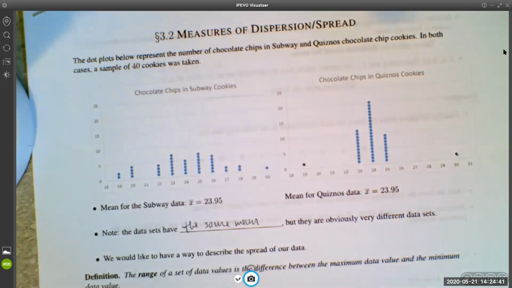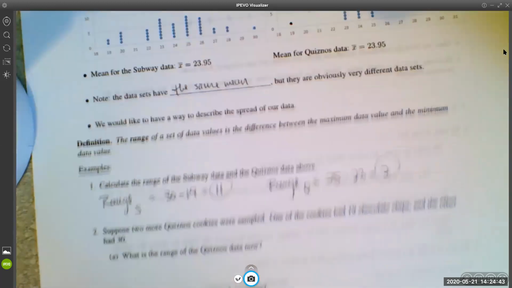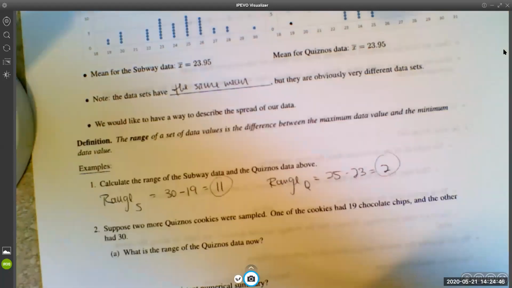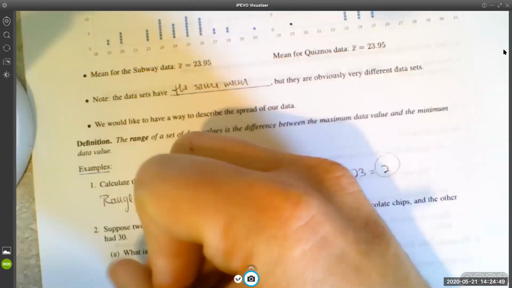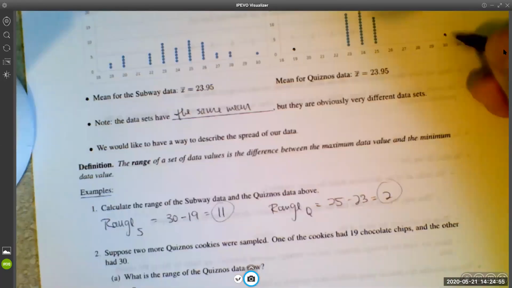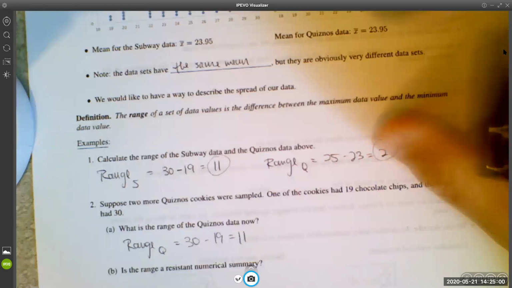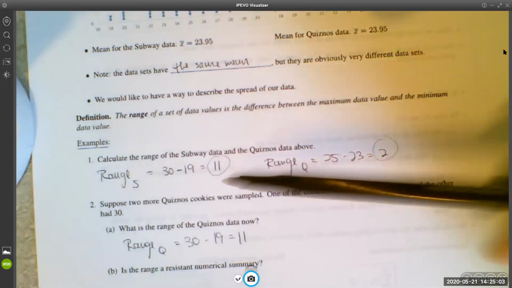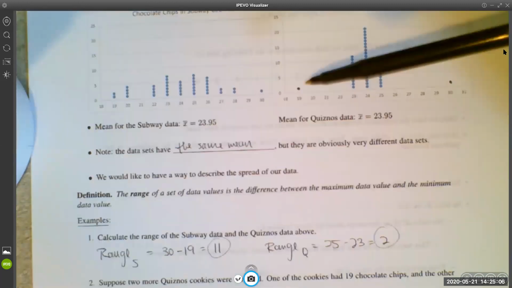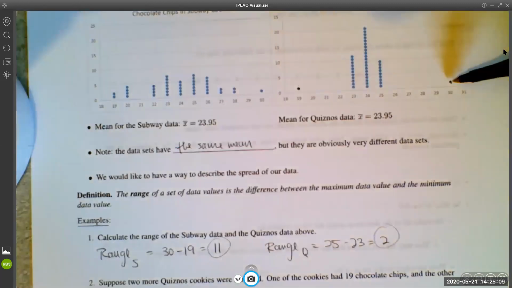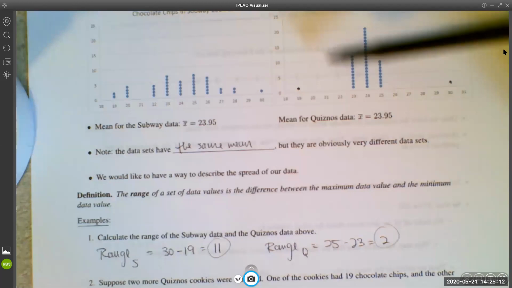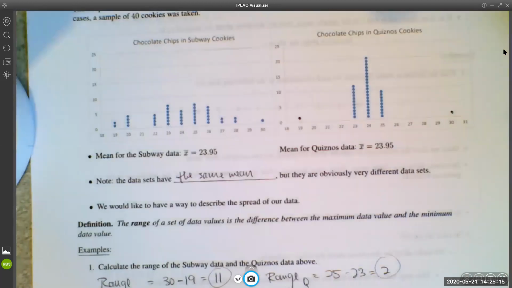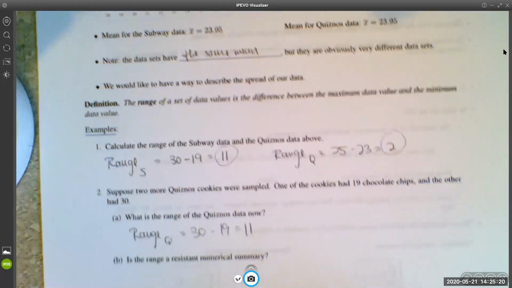So now the question is, what is the range of the Quiznos data now? Well, the range of the Quiznos data now is maximum 30 minus minimum 19, which is 11. So the Quiznos data now has the same range as the Subway data, even though, even with these 2 new cookies thrown into the mix, the Quiznos data is still more consistent. It's still more grouped together than the Subway data is. So probably the range isn't good enough. It's not a very good measurement of how spread out data is.